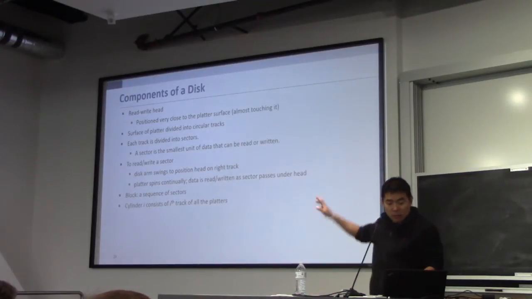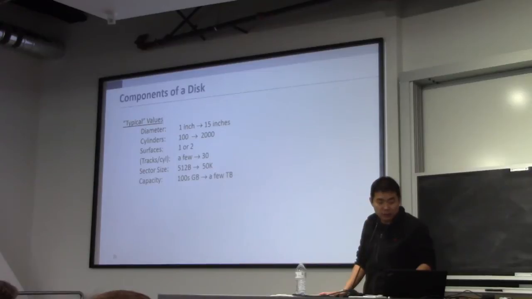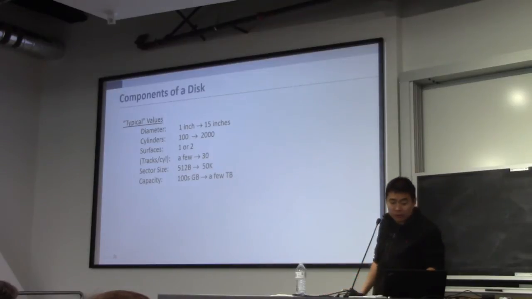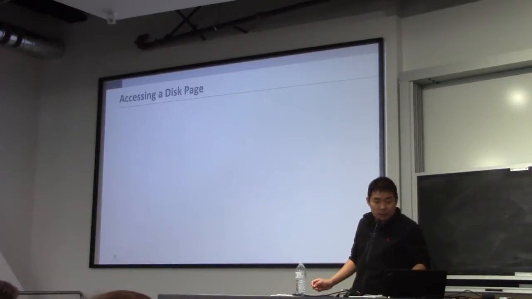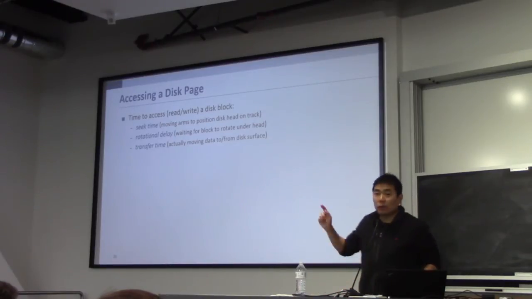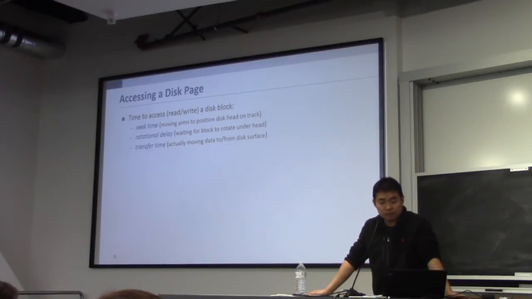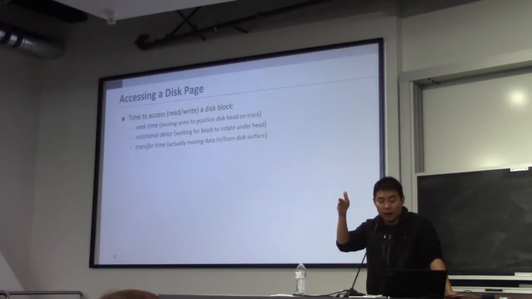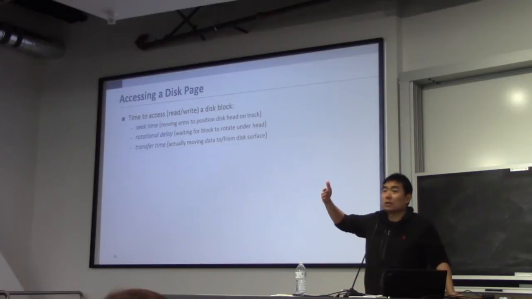Okay, so component read, essentially that's what I have just explained. These are some typical values. So accessing a disk page involves the following components. One is called seek time. The seek time refers to the time it takes to move the arms to position the disk head on the right track, meaning in and out. This is the seek time.